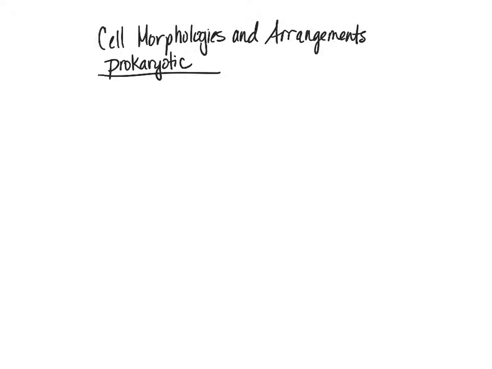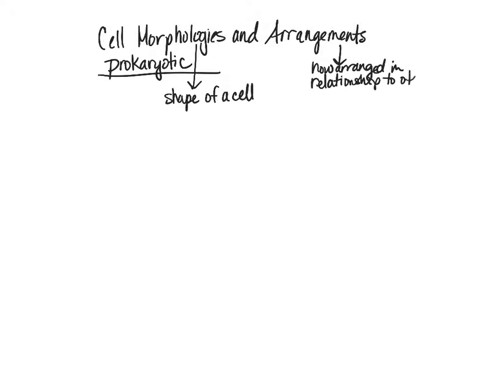When we talk about morphology, morphology is the shape of a cell. We've already discussed this briefly. So the shape of a cell is the cell morphology. And then, of course, arrangements are how they are arranged in relationship to other cells. So we have the shape of the cells and then how they are arranged.